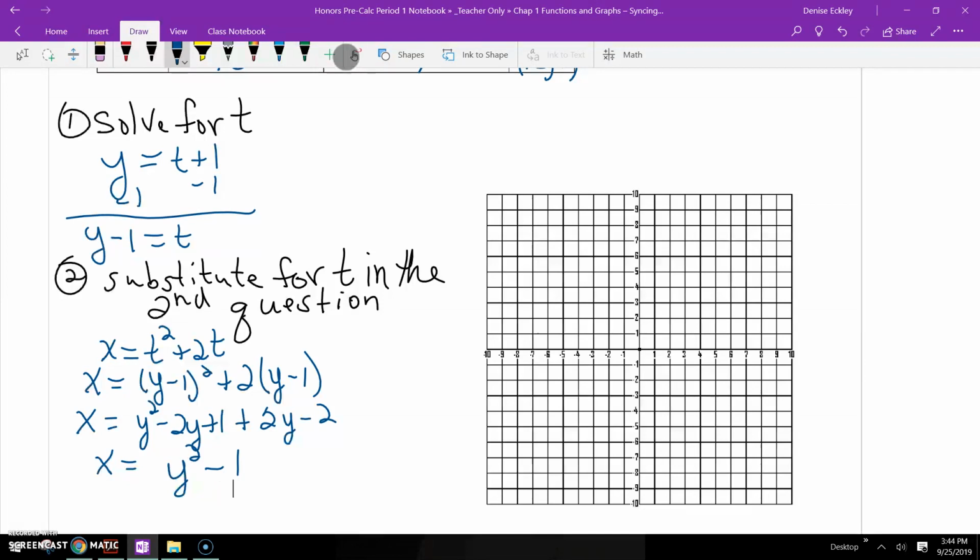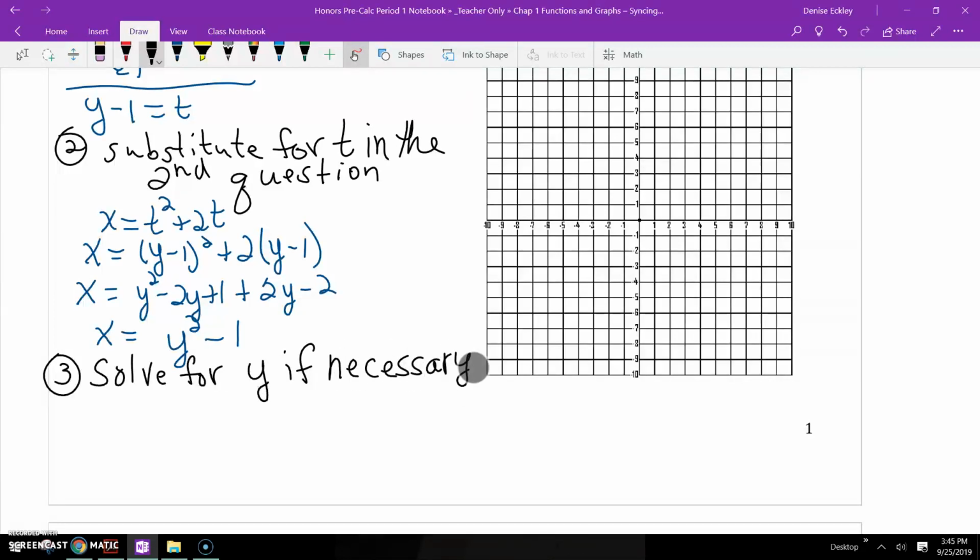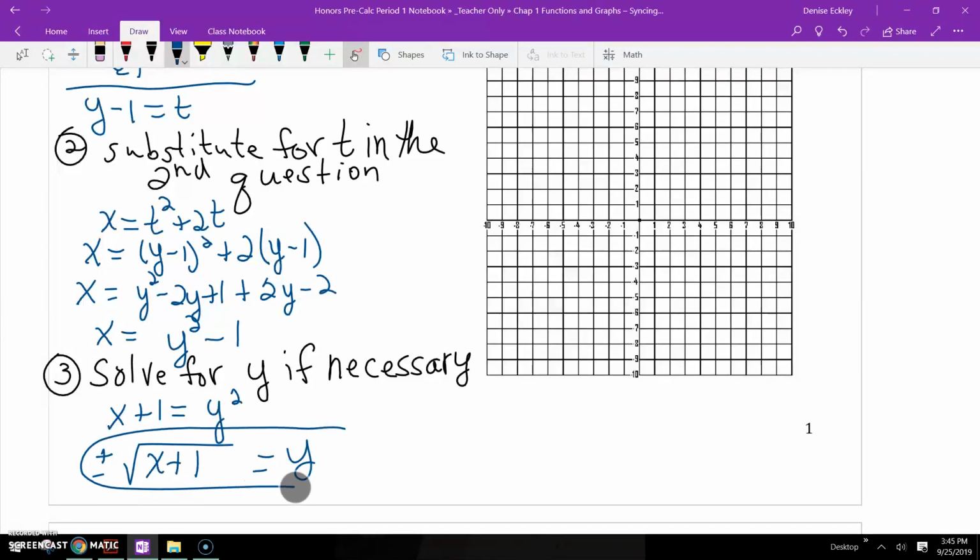Now normally functions are written with y in terms of x, so I'm going to solve this for y. So I'll put that as the next step. Solve for y if necessary, because if you started out the other way and substituted into the y equation, you won't have to solve for y, it will already be solved. So my equation becomes x plus 1 equals y squared. So y is going to be plus or minus the square root of x plus 1.